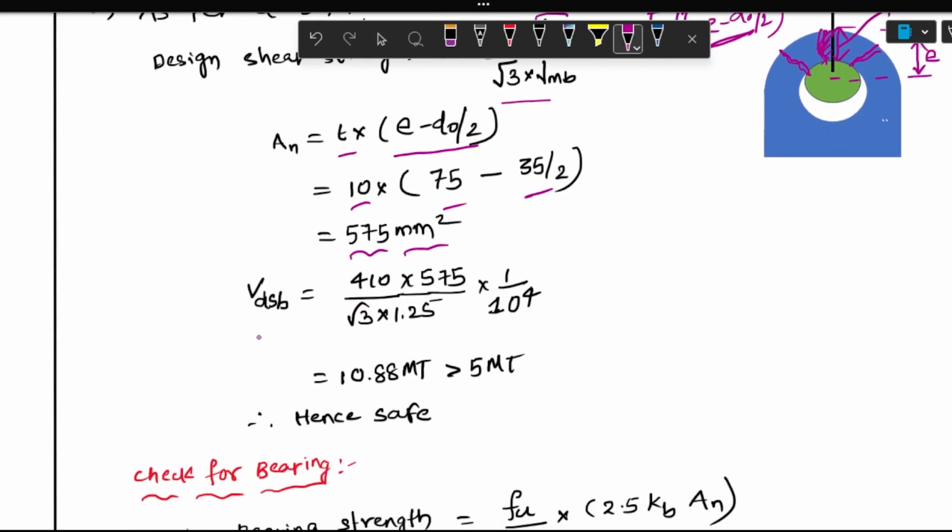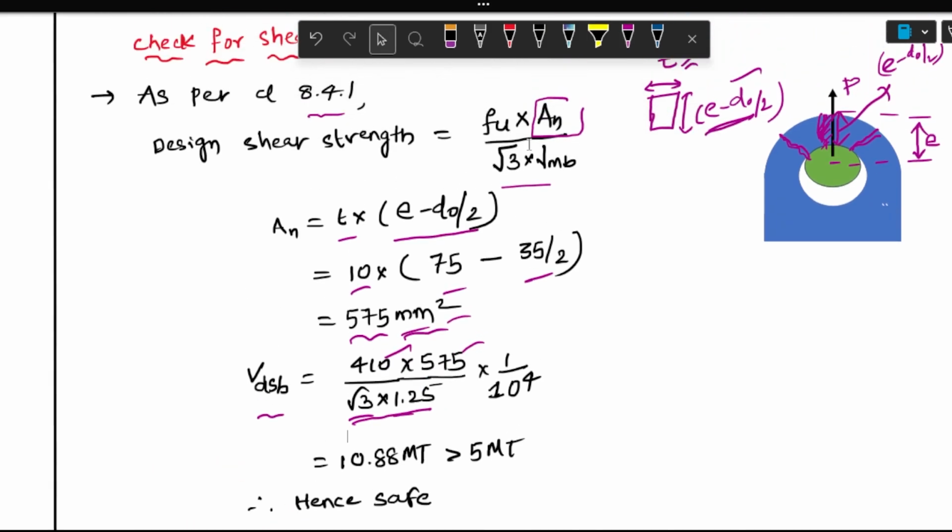Now let us calculate the design shear strength of the lug plate. Here I am considering the grade of steel as 410 Newton per mm square and 575 mm square as the net area, divided by root 3 into 1.25, which is already given in the formula. Gamma mb is the partial safety factor, that is 1.25 from the code. I am dividing by 10 to the power 4 so that I can get the value in metric tons directly. The value obtained is in newtons.